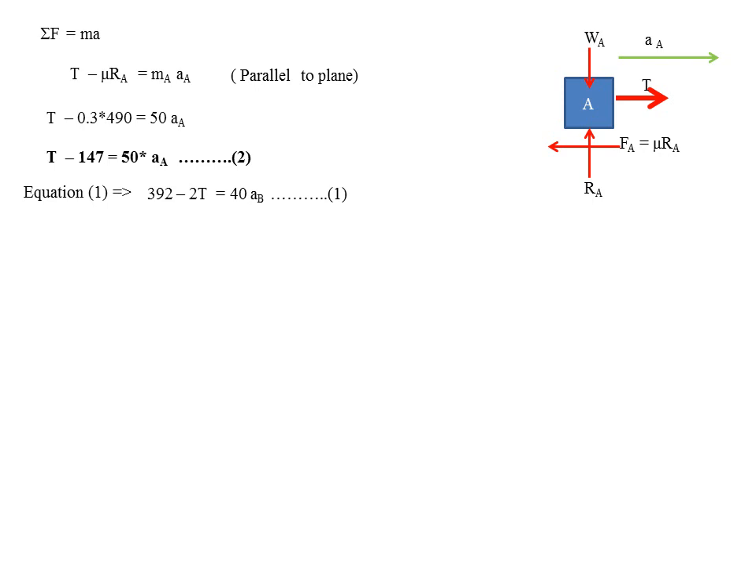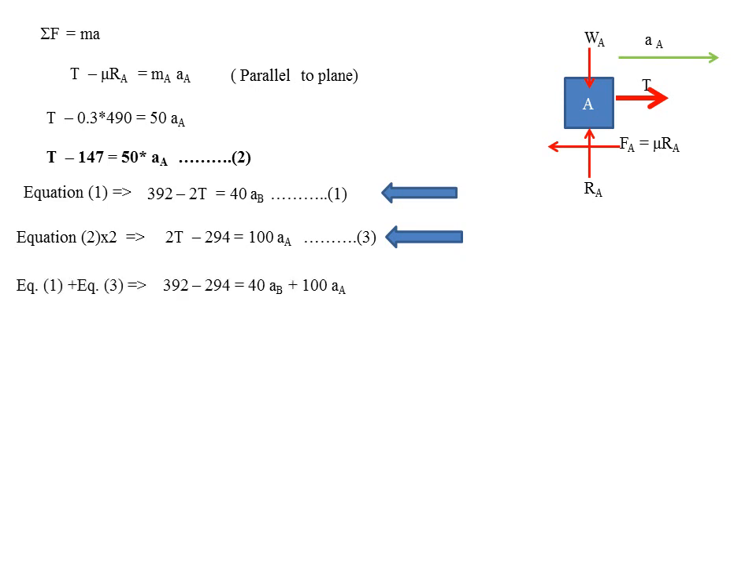Now to remove this, I am multiplying equation 2 with number 2. So equation 2 into 2, we will get 2T minus 147 into 2 equal to 50 into 2, that is 100 AA, right? So 2T minus 294 equal to 100 into acceleration of A. Now if you add equation 1 and 3, what will you get? 2T gets cancelled, one is plus and other is minus, and 392 minus 294 equal to 40 AB plus 100 AA, right?